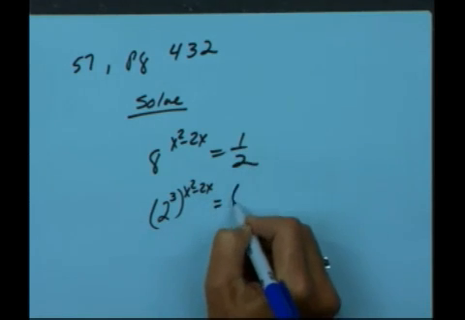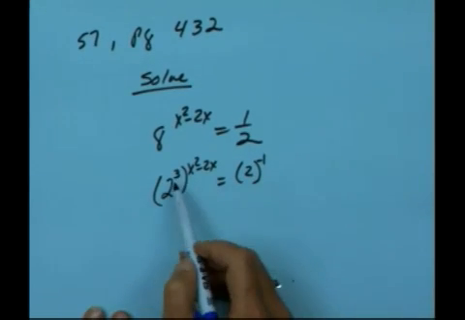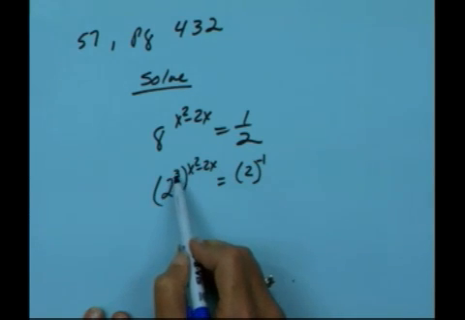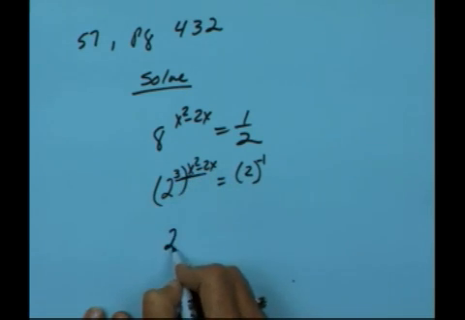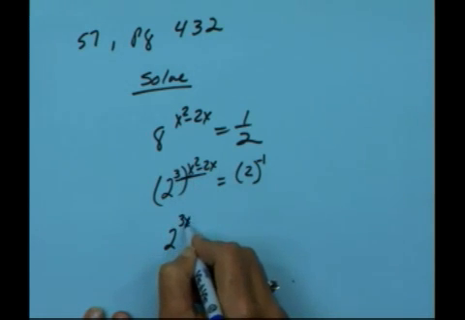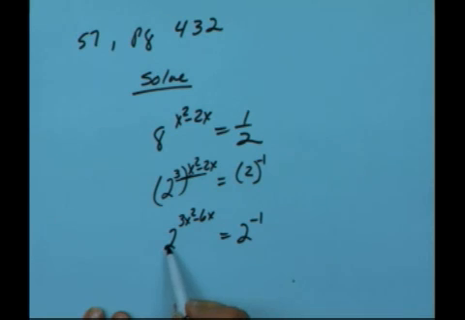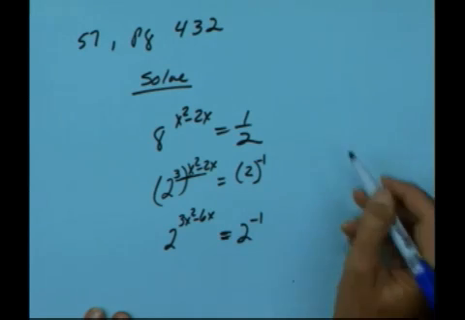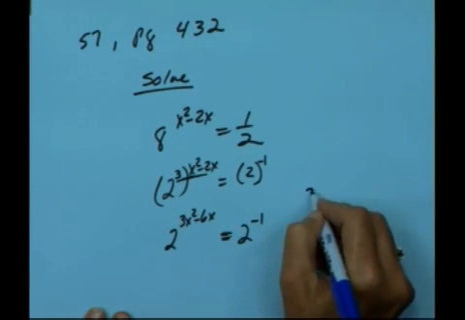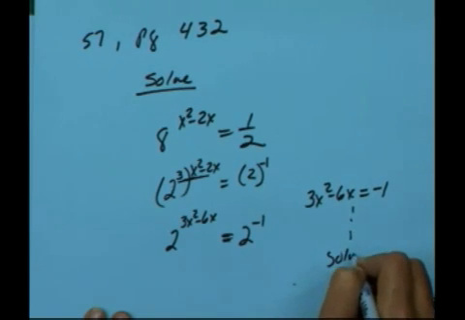And how do you write 1/2 with a base 2? -1. And how do you handle exponents when you have 2 cubed raised to the x squared minus 2x? Power of a power rule. What do you do to those exponents? Multiply. 3x squared minus 6x. Okay, so now the bases are the same. What do you do to those exponents? You set them equal to each other. 3x squared minus 6x equals -1, and then you solve.